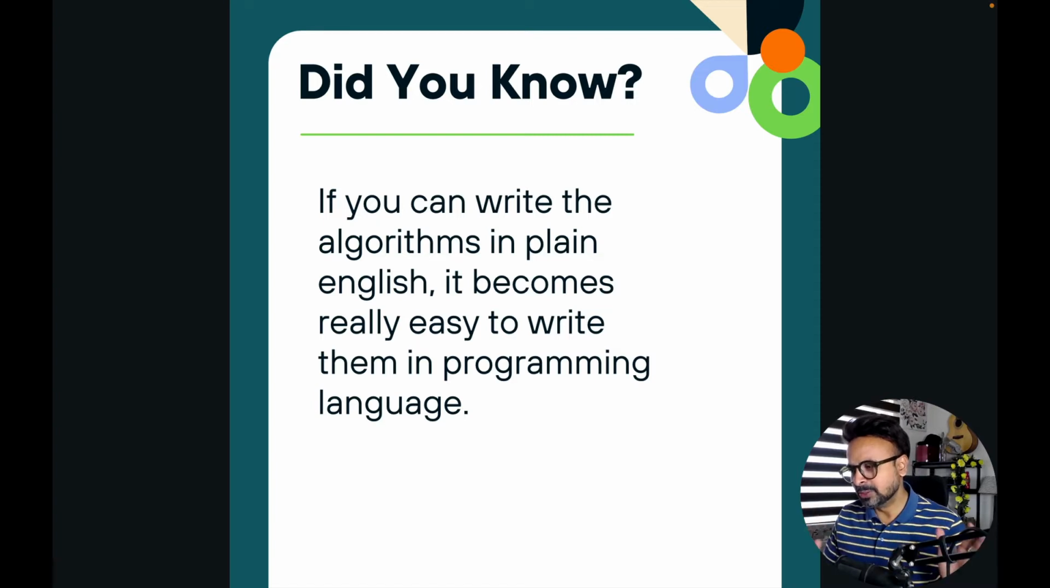But before that, this is one of the tips I wanted to give you. If you can write the algorithms in plain English, it becomes really easy to write them in a programming language. So obviously, before writing code in any programming language, right now we are using Java, but you can write this game in JavaScript also, React, Python, any programming language, right? Once you know how to write the algorithm in plain English, you just need to take those English sentences and you can convert them into any programming language. So take this as a very good tip to become a very good programmer.